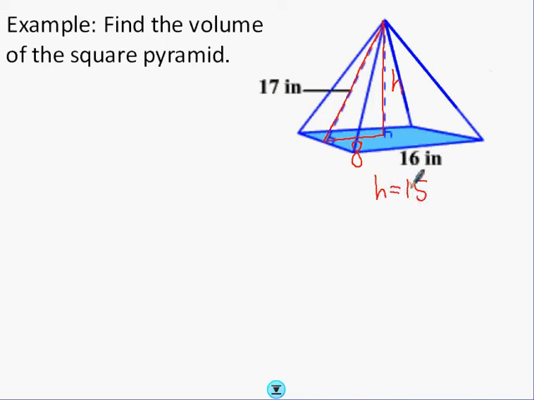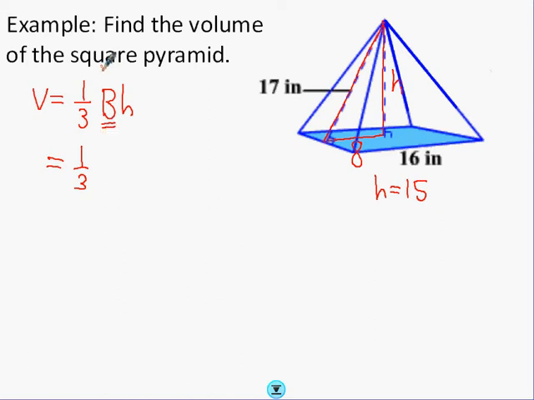Okay, the volume of a pyramid is 1/3 base times height. And I'll go ahead and tell you the temptation. Somewhere you're going to see base, you're going to see the 16, and you're going to write it there. But, as I've stressed before, this is a capital B. It's the area of the base. It's not a linear measure.